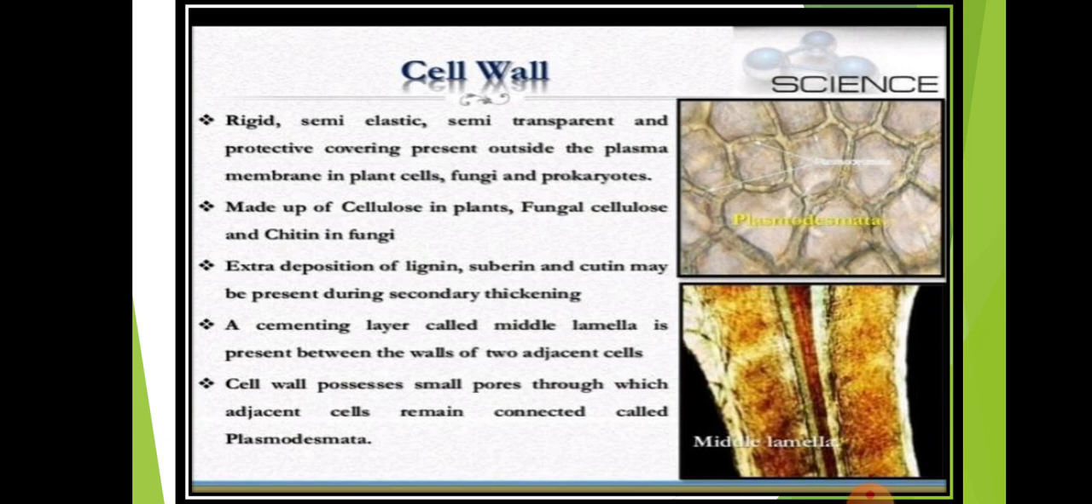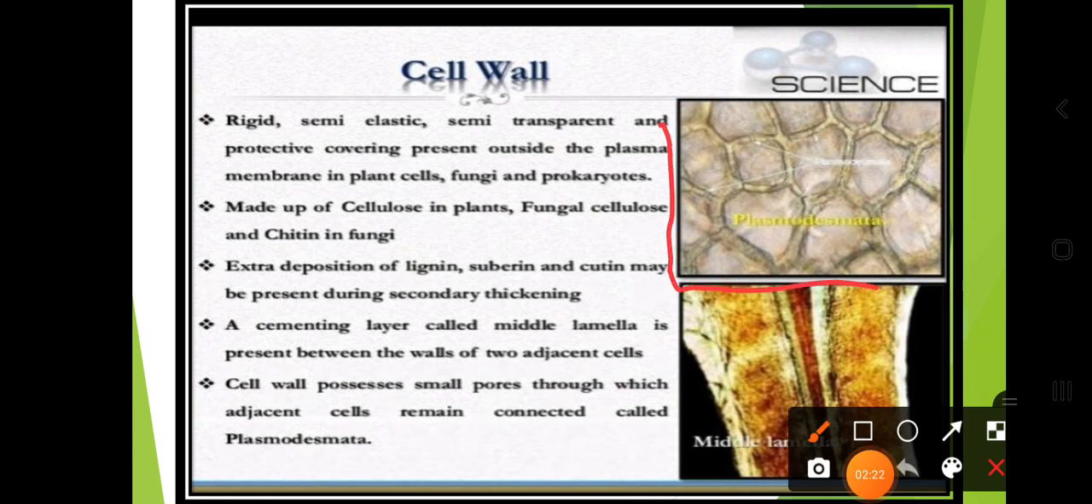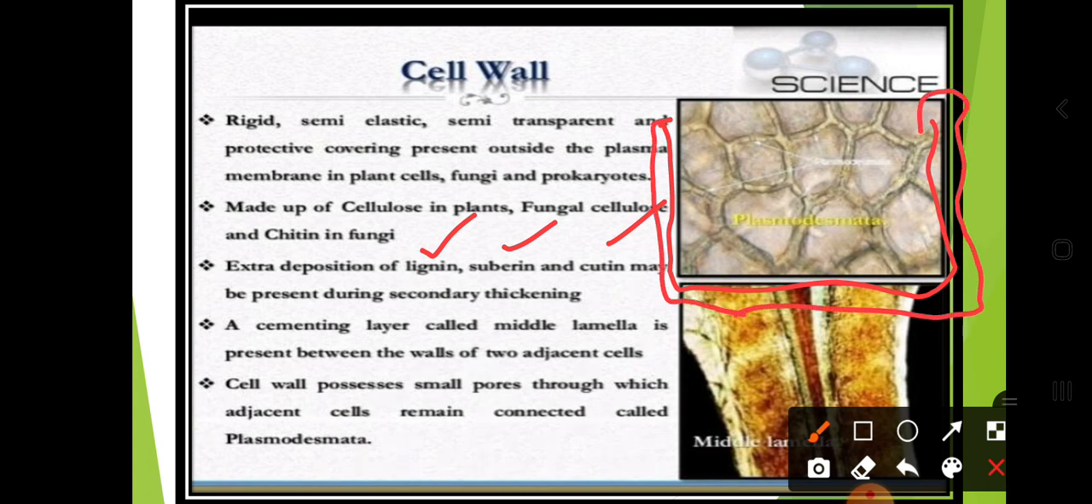Here you can see there is an extra deposition on the cell walls. What is that deposition? It is a combination of lignin, suberin, and cutin. These are the extra depositions present in the cell walls. Why is it present? For preparing thickness of the cell walls, then only is it possible to protect our cell body.